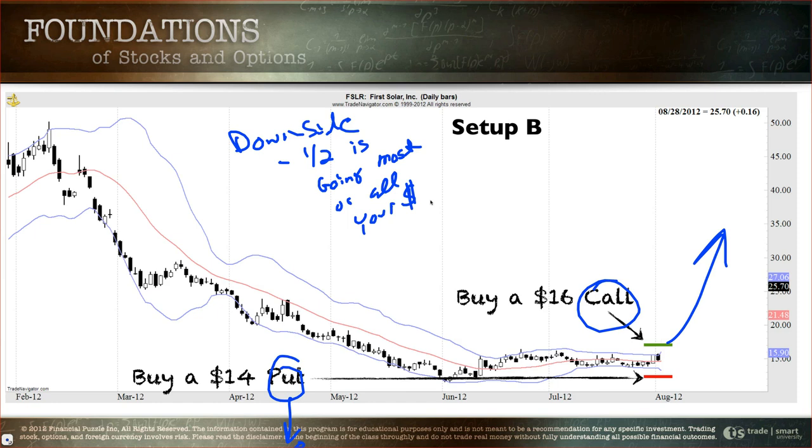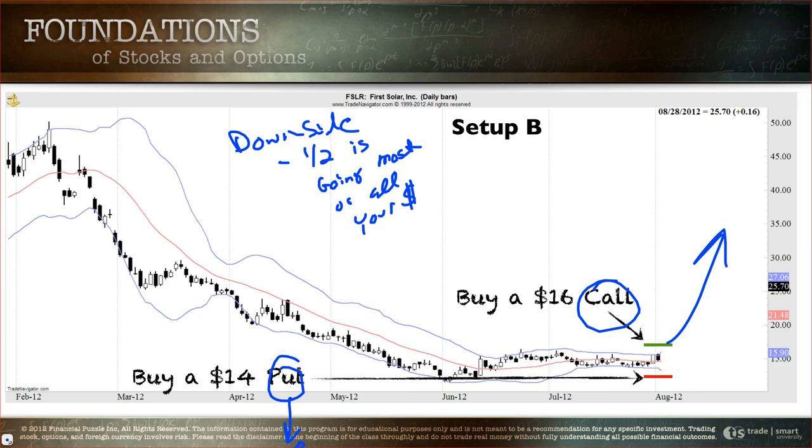But in theory, the side that wins, so in this case it would be the call option, in theory, as the stock broke out and doubled in price, that $16 call that maybe you paid $2 for would have become, gosh, what is about $10, $12 in the money. So you would have had a $10 or $11 option. So you would have had 5 times the investment.